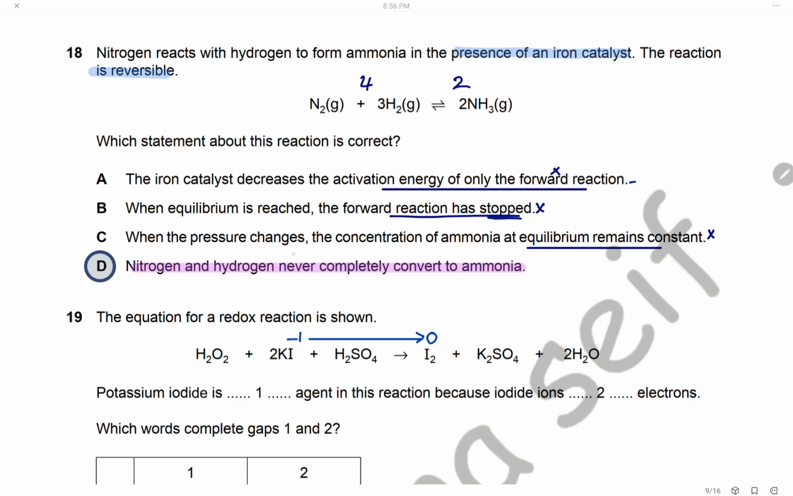When the pressure changes, the concentration of ammonia remains constant. This is of course wrong. Changing the pressure will shift the equilibrium because we have a different number of moles on each side. So also C is wrong. Nitrogen and hydrogen never completely convert to ammonia. This is correct because the reaction is reversible. So the answer is D.